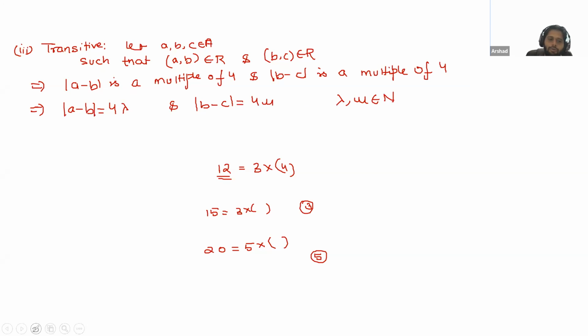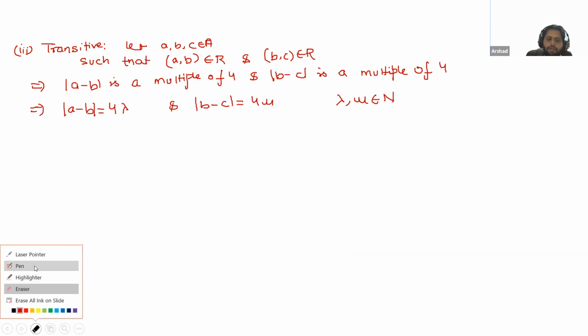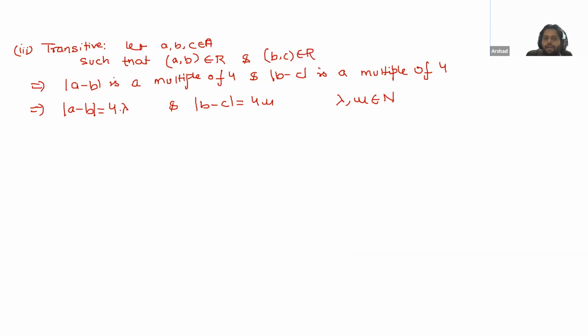Okay. So I hope this point is clear to everyone. Why have we written 4 into lambda and 4 into nu? Because it is a multiple of 4. As we discussed previously, if any number is a multiple of any number, then we can write that number into any number. And what are this lambda and nu? These are natural numbers.